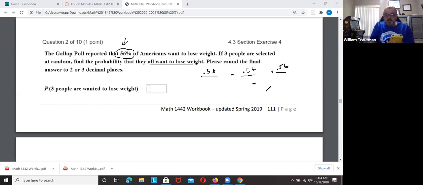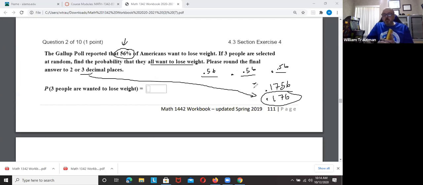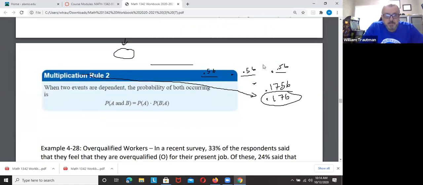When you do that, if I take it to 4 decimal, oh, it says 2 or 3. Let's take it to 3 decimal places, 0.176. It was 0.1756, so the 4th is 5 or more, so I add 1 to the 5, and I get 0.176. The probability that all 3 lose weight is 17.6% or 0.176. So that's not too bad.